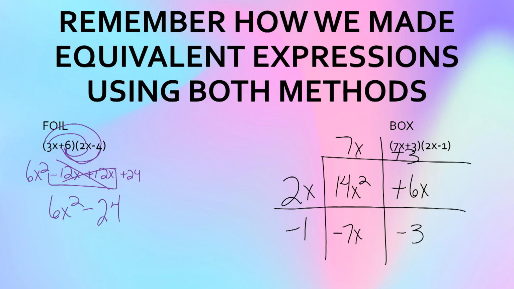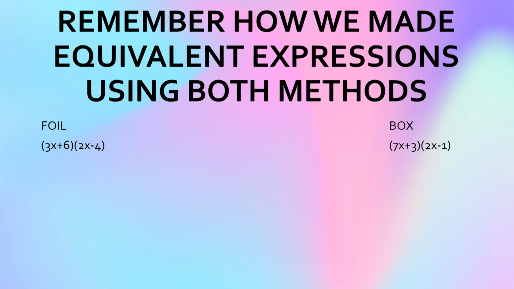Then I am adding corner to corner. So I get 14x squared plus negative 7x plus 6x is going to give me negative x, and then I have that negative 3. Make sure you are looking at your math. Make sure the math is adding up. We want to always make sure that we get those correct numbers. All right.